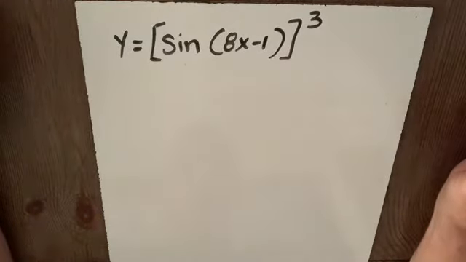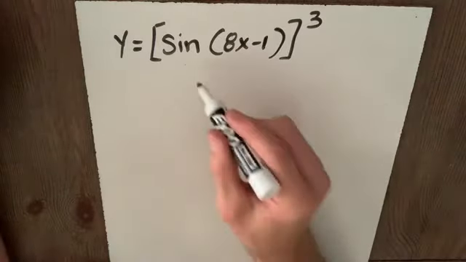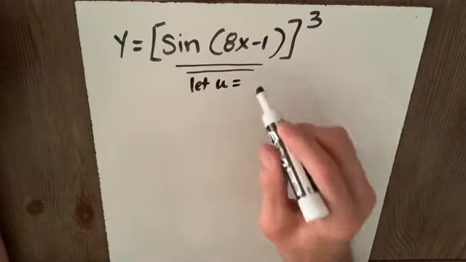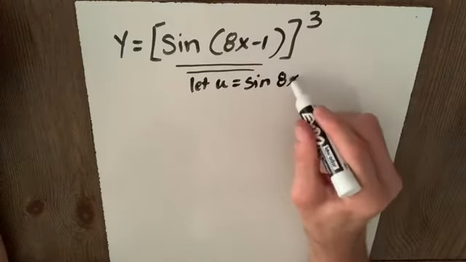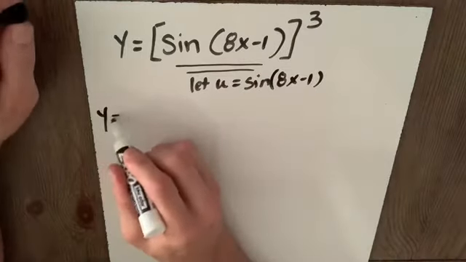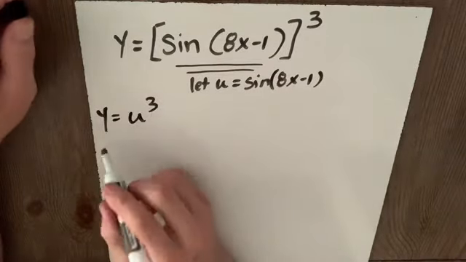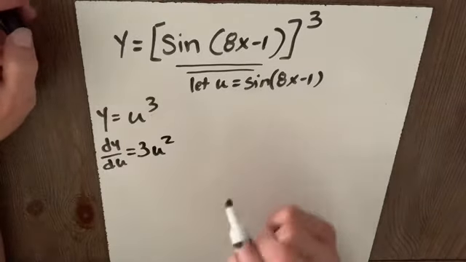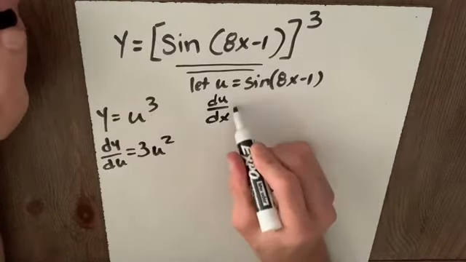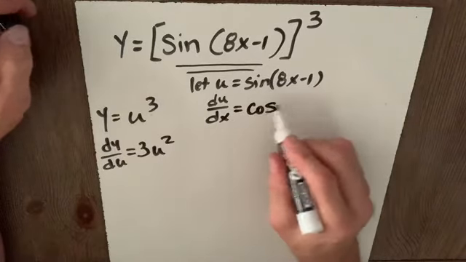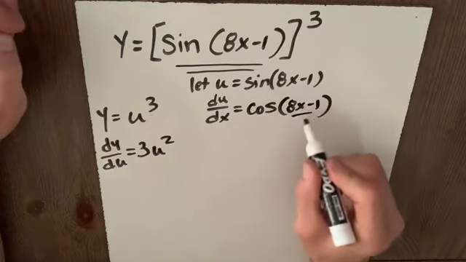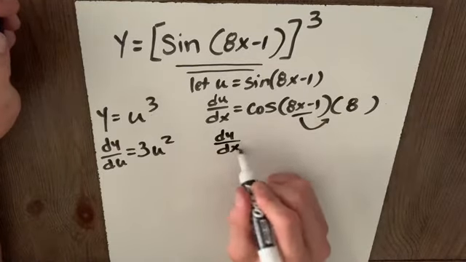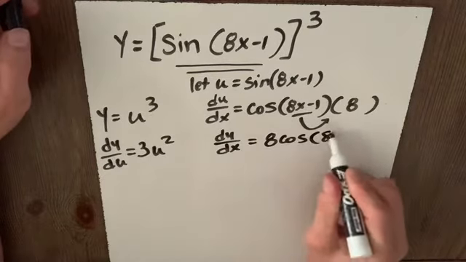We've got a major problem here now, don't we? Well, if I said, let u equal sine of 8x minus 1, then my problem becomes y equals, this whole thing is u cubed. Y in terms of u, dy du is equal to 3u squared. All right? So if u is in terms of x here, then its derivative du dx is equal to the derivative of sine, which is cosine of whatever, 8x minus 1. The chain rule says times the derivative of whatever's in there, which is 8. So du dx is 8 cosine of 8x minus 1.